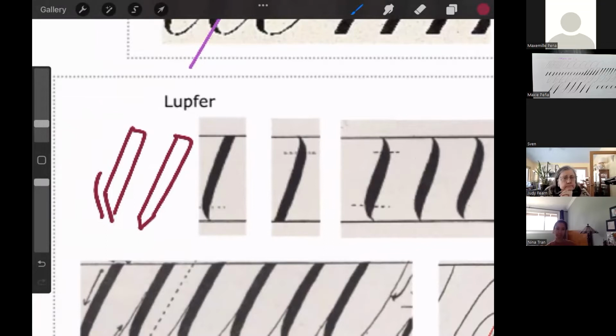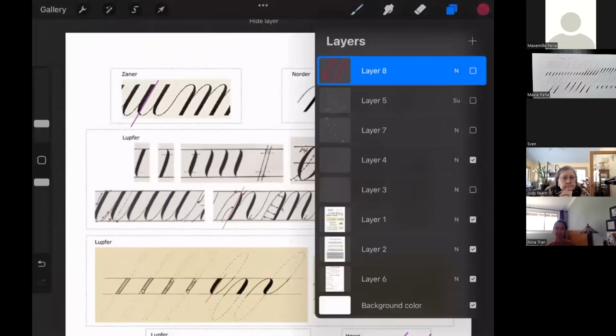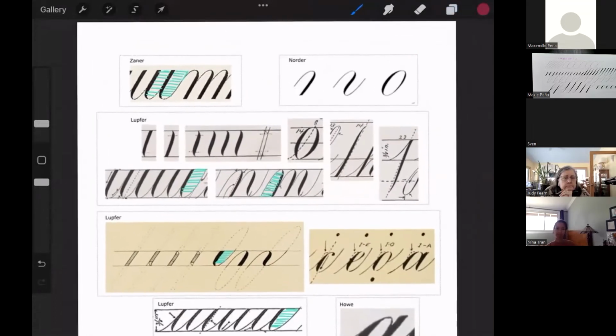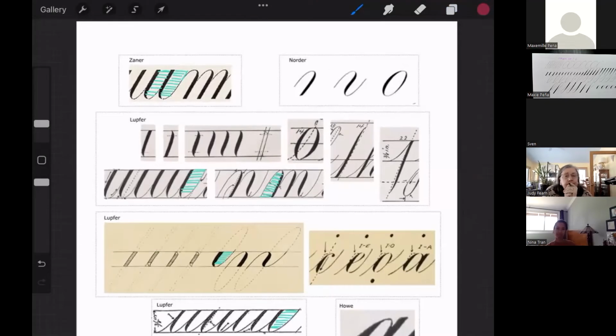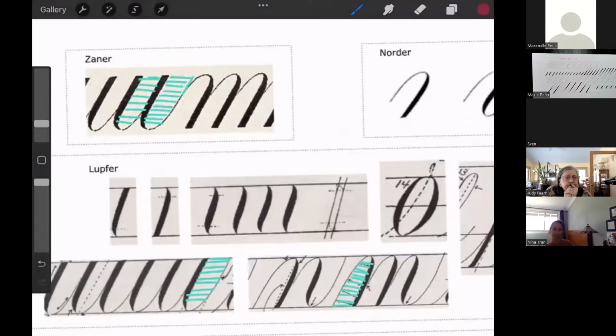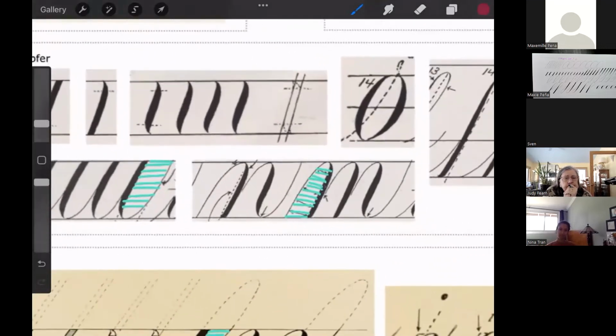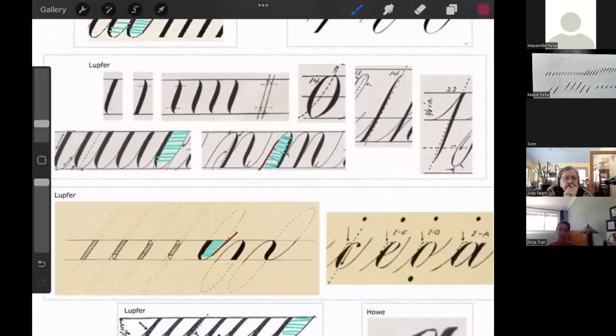The other thing that I wanted to point out is about the hairline. I mentioned symmetry earlier, how Zainer's is symmetrical when you divide it in half. Let's talk about the hairline. You could choose to have it pretty much on slant, this upstroke over here is pretty much on the same slant as your main shade. You could do that, it's up to you, or you could choose to open it a little bit wider, like this from Lupfer. It's not exactly on the same slant, and this is from Lupfer as well.